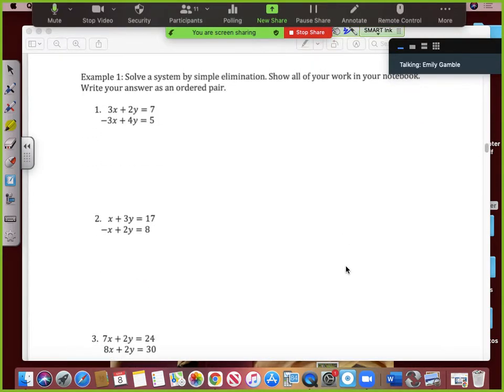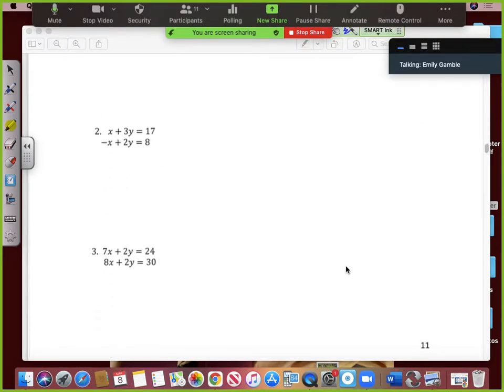Okay, looking at example 2. Example 2 gives us a different situation. We have x plus 3y equals 17 and negative x plus 2y equals 8. When you're solving equations by elimination, what you will do is take the two equations and either add them together or subtract them depending on what you want to eliminate.